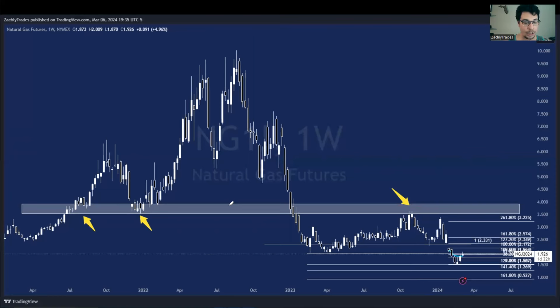And I kept telling everybody, the goal here is to see, can we tag the $3.5 to $4 zone? That's what this zone is right here. And you can see we did that. We did come up into this zone, but old support clearly turned into new resistance. And that's just a basic of technical analysis.